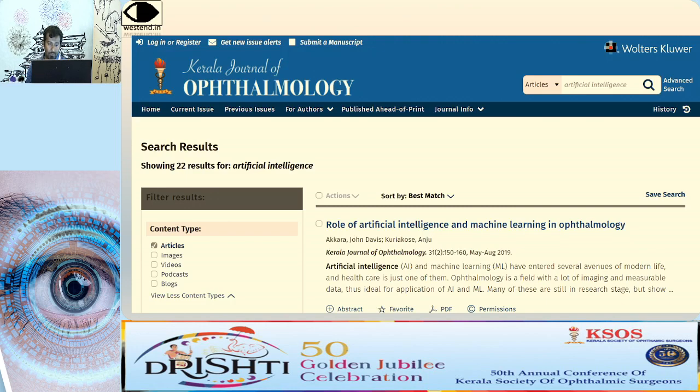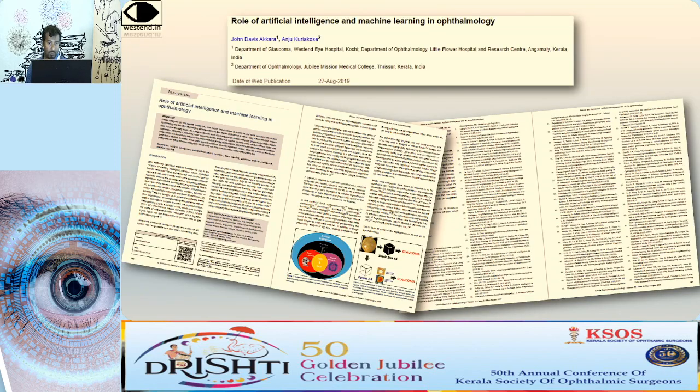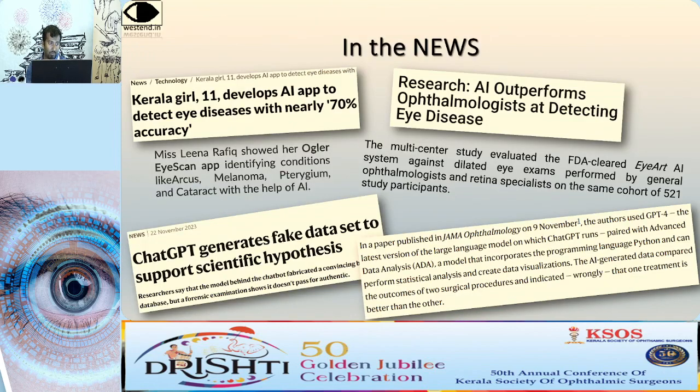So we have published an article in our own Kerala Journal of Ophthalmology about the role of AI and machine learning in ophthalmology. That was in 2019. Now there are a lot more uses of AI which we have yet to publish. So this is the article if you want to read it.